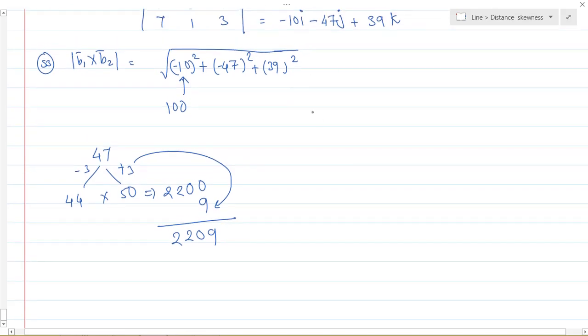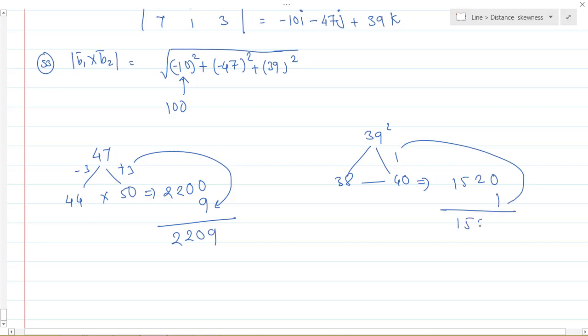Now let's have the square of 39 again. So 39 square is nothing but 40 and 38. Multiply these two, you will have 1520. Add the square of 1, which gives 1521. Okay, so this is the square of 47, this is the square of 39. Now let's add these three.